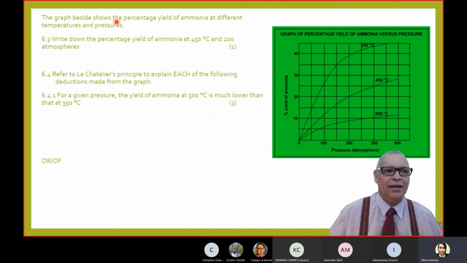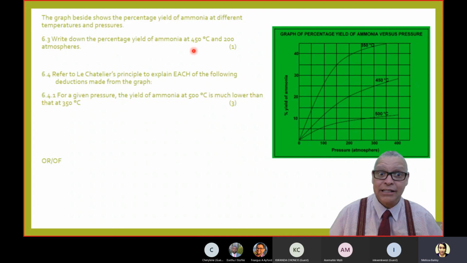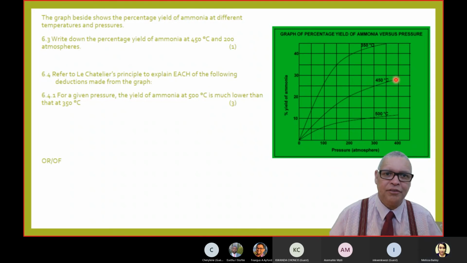The graph besides shows the percentage yield of ammonia at different temperatures and pressures. Here we have the percentages, and here we have the pressures. Question 6.3 says, write down the percentage yield of ammonia at 450 degrees Celsius and 200 atmospheres. So let's find that on the graph. There's 450 degrees Celsius, this one here, and 200 atmospheres.